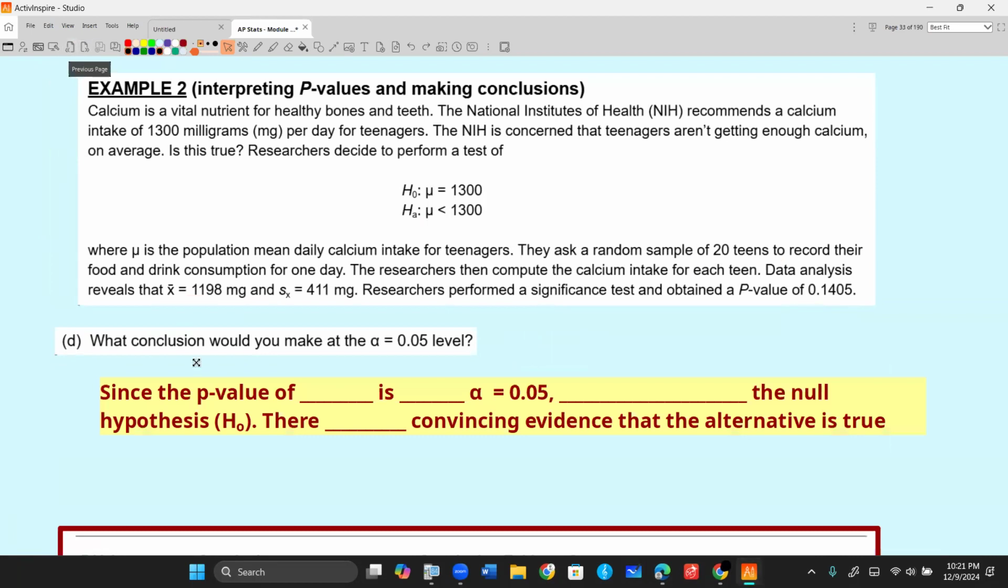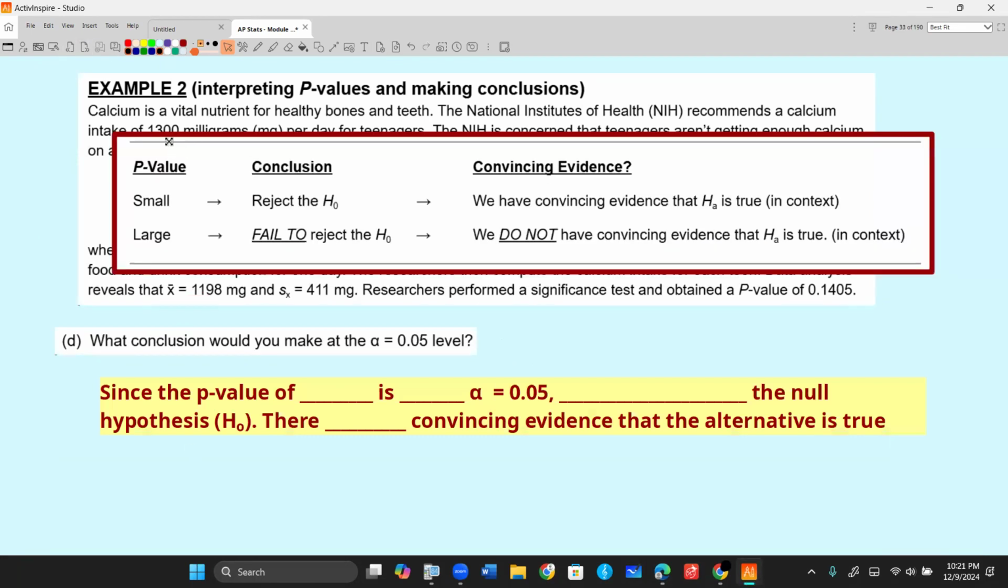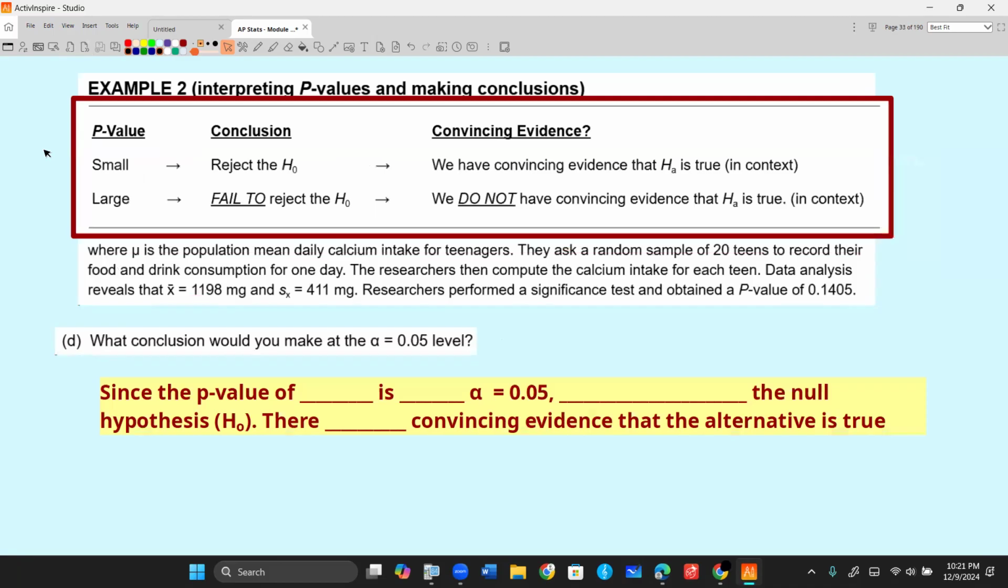So let's look at this conclusion template to help us. If we have a p-value that is small, so small being less than 5%, we're going to reject the null hypothesis. We have convincing evidence. If we have a large p-value, greater than 5%, we're going to fail to reject it. And we do not have convincing evidence in that case.